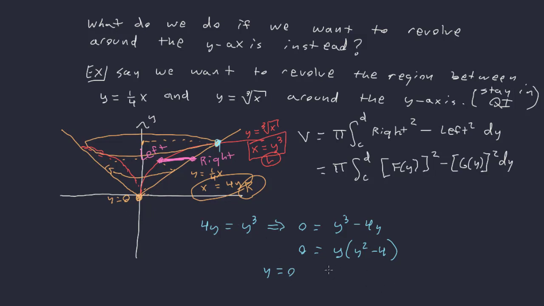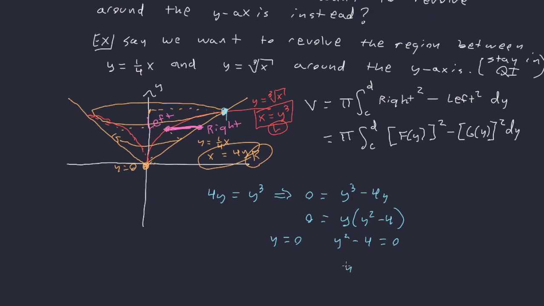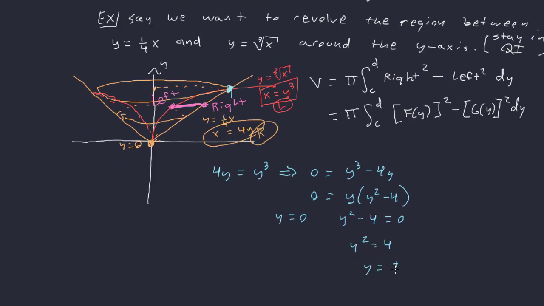Then we have that y squared minus 4 is equal to 0. This gets us down to y squared is equal to 4. So y is equal to plus or minus 2. All right, so this has got to be y equals 2. And they intersect that way because x equals y cubed, or the cubed root of x does continue on down this way. And the line intersects over here at -2. So anyway, we have our limits of integration now.